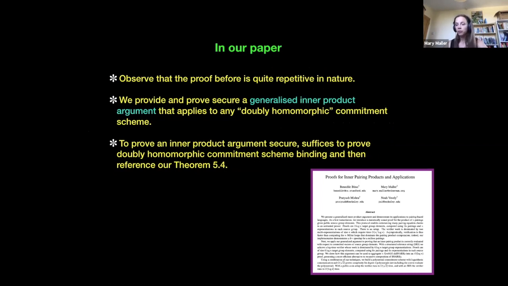You'll observe that the proof that we've done before is quite repetitive in nature. I mean, this is the first time you've seen it, so maybe you won't observe that it's repetitive yet, but every inner product argument you see will be using these same tricks, the same structure. So you can generalize it such that it applies to any, what we've called doubly homomorphic commitment scheme. So something where you have a homomorphism in the group and also a homomorphism in the commitment key.